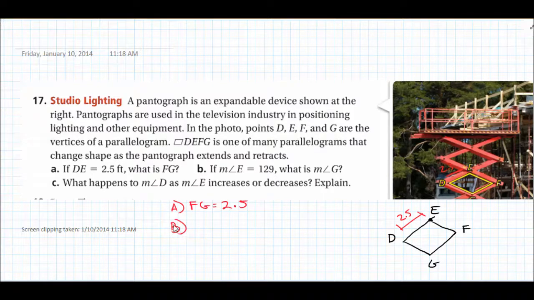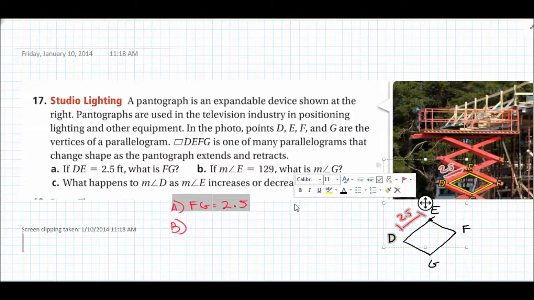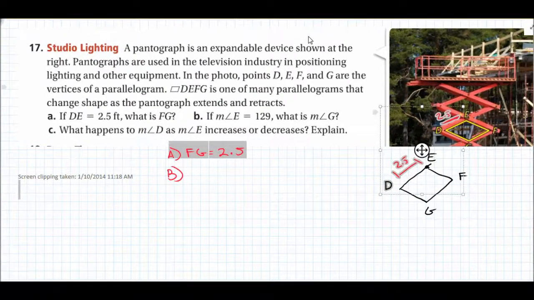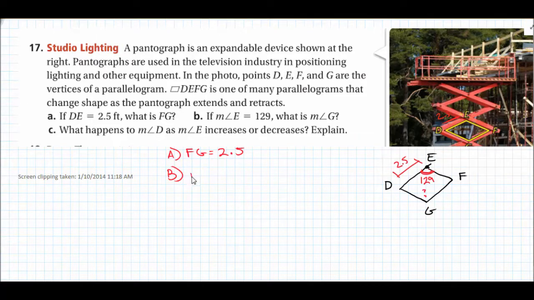Part B says if the measure of angle E is 129, what is the measure of angle G? Well, the measure of angle G is an opposite angle of angle E in a parallelogram, so it has to have the same answer, so it's 129 degrees.